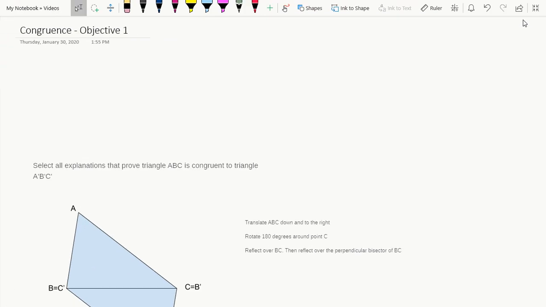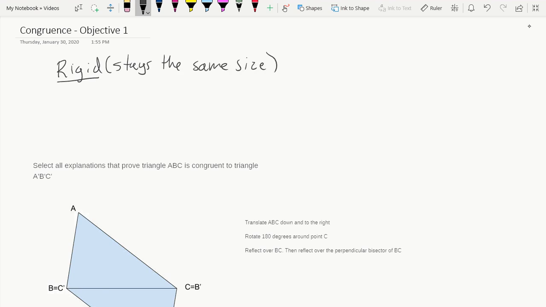Okay, guys, so let's do this video for congruence objective 1. Now, there's a couple of notes that I really want you guys to get here. The premise behind this whole objective is pretty simple. There are 3 different types of transformations that they call rigid transformations. And rigid means stays the same size.